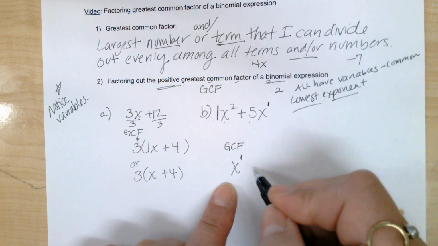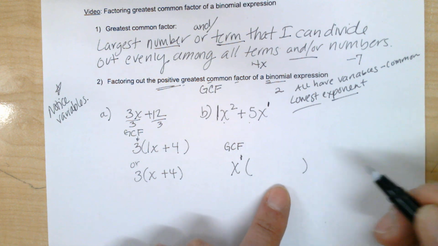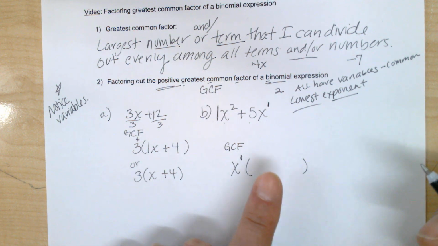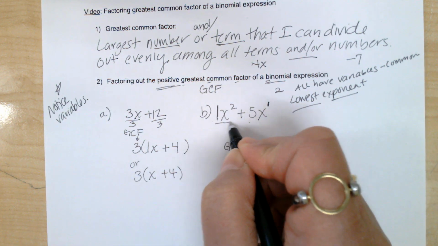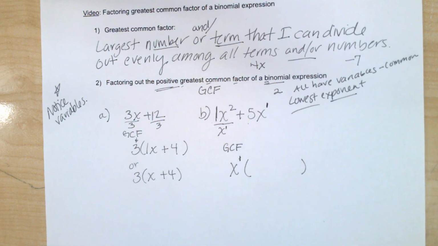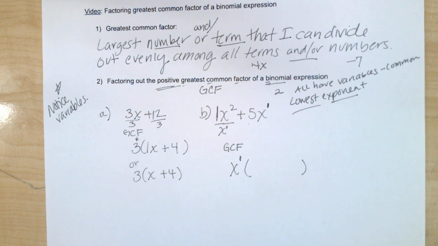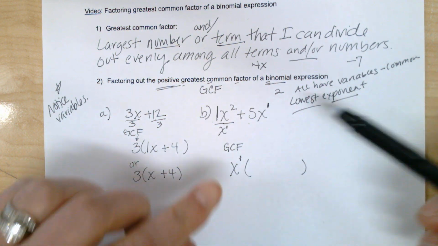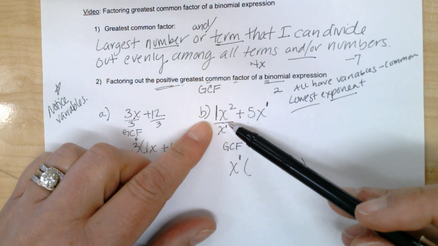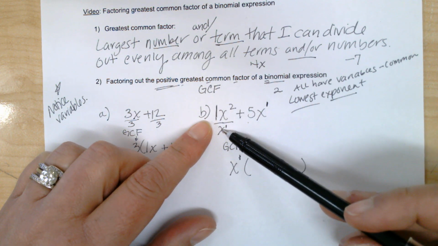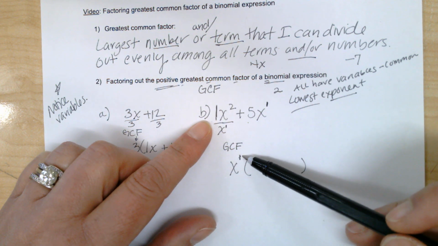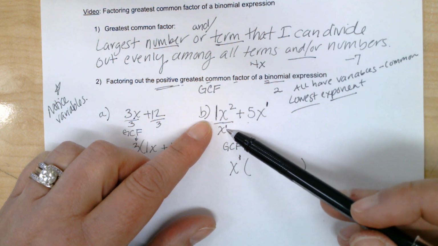So we're going to write our greatest common factor, and then we're going to set up our parentheses because we need to factor or divide it out. So I'm going to divide out an x to the first here. Now, back in the beginning of the school year, you learned about exponent rules. When we have the same variable and we're dividing, we're going to subtract the exponents, and that's why I could only take one. So 2 minus 1 is 1.